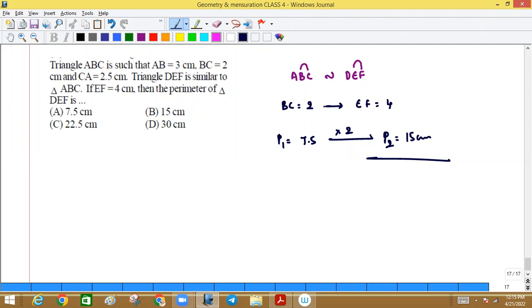So I said sides, heights, perimeters are in the same proportion. If the side becomes double, perimeter also becomes double. Height also becomes double. Altitude, median, everything doubles. Okay, but when it comes to area, if the side becomes double, area becomes 4 times.